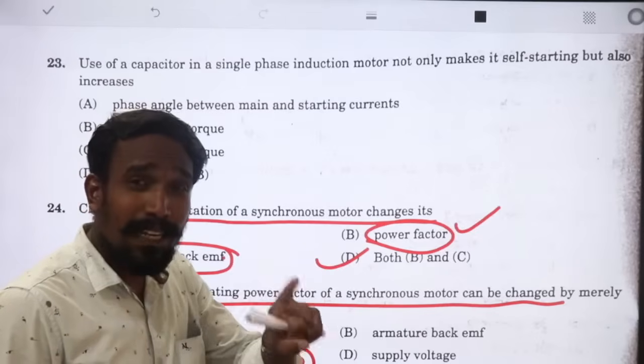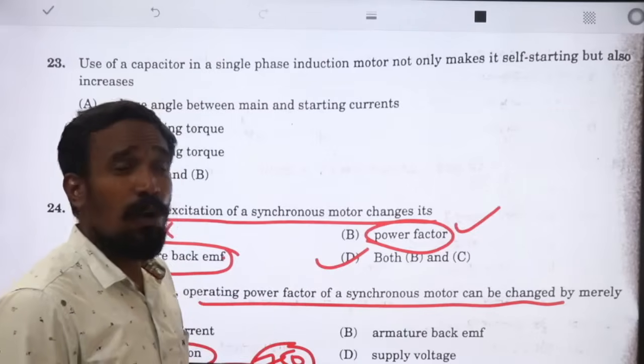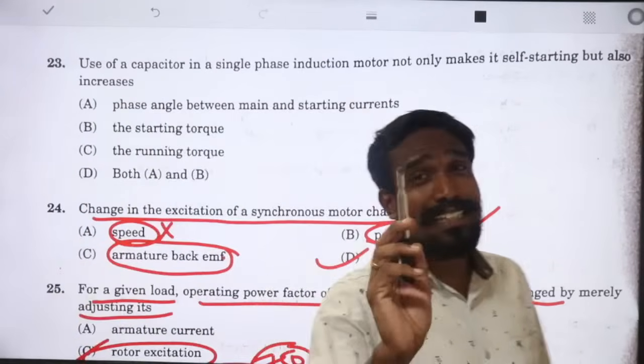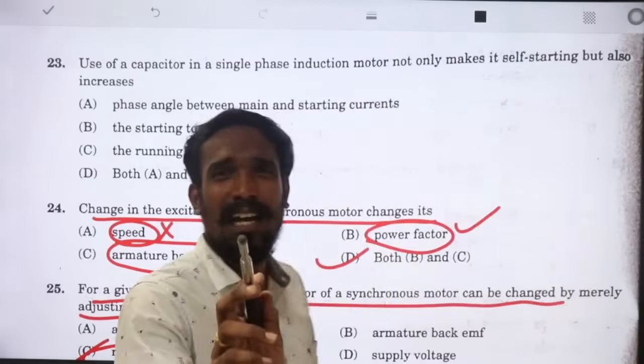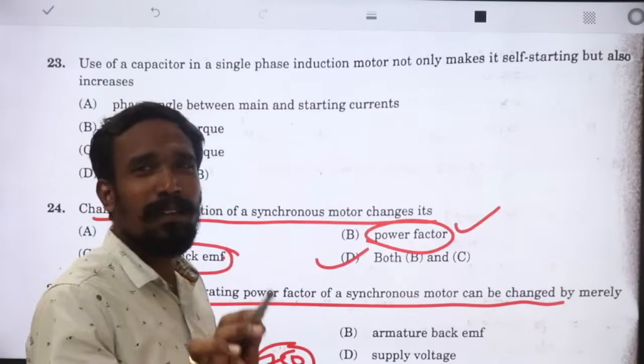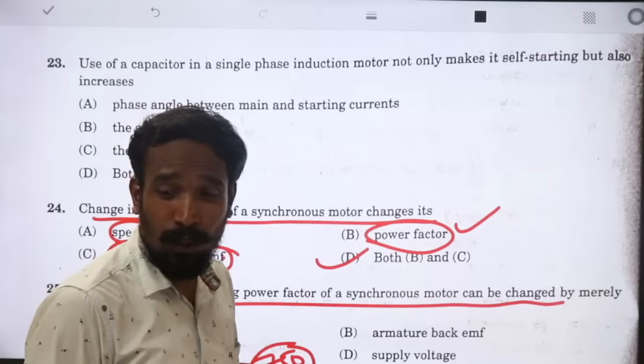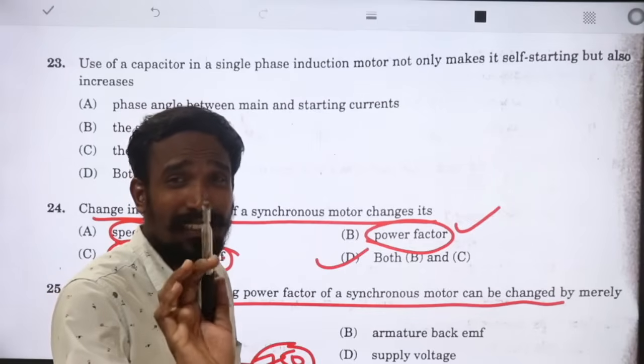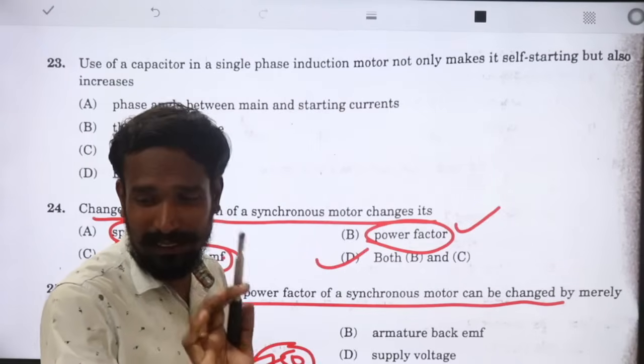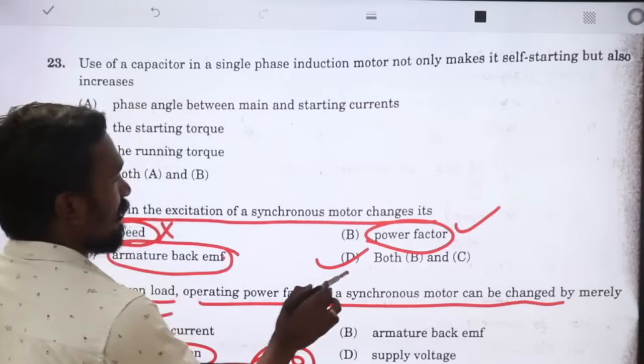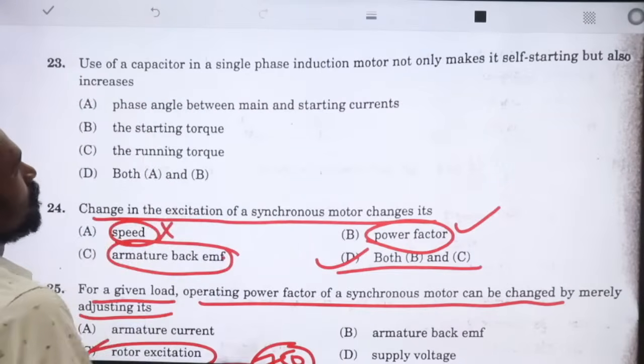So be careful, assistant engineers who are going to write the exam. Clearly go through all the options, then after that make a bubble. Don't hurry, guys. Don't hurry, please.